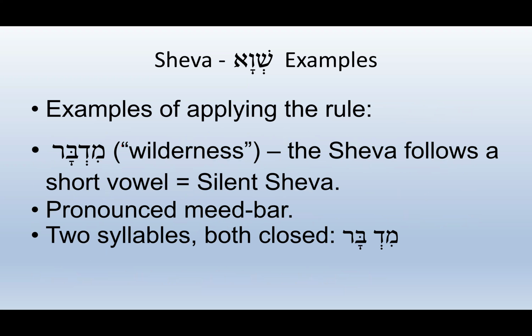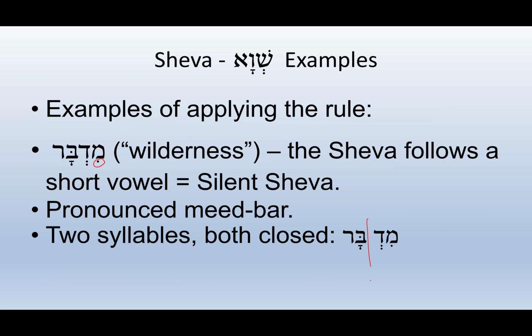Some examples applying the rule. We have midbar. We looked at this word a little bit ago, wilderness. The Shva follows a short vowel. The hirik is a short vowel. Now if this was a hirik yod, that would be different. That would be a long vowel, but it's not a hirik yod. It's just a hirik. Hirik is a short I vowel. And so midbar, that means this is a silent Shva because it follows a short vowel. It's pronounced midbar.